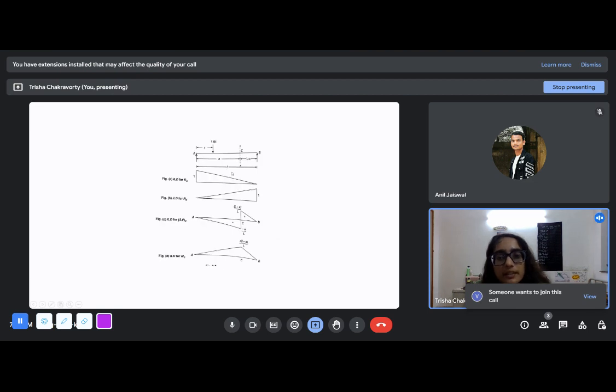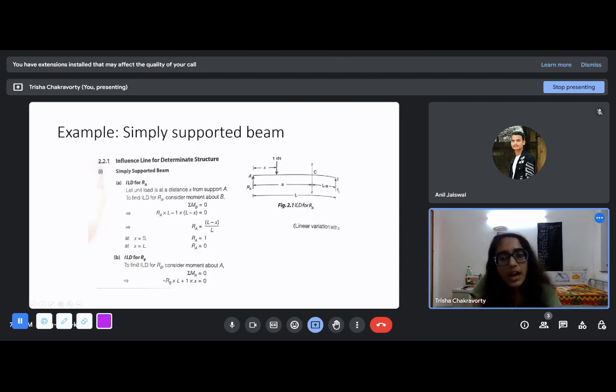So the influence line diagram for RA will look like this. It will be 1 at x equal to 0. It will be 0 at x equal to L. And we will join it by a straight line. For RB, it will of course be the opposite.